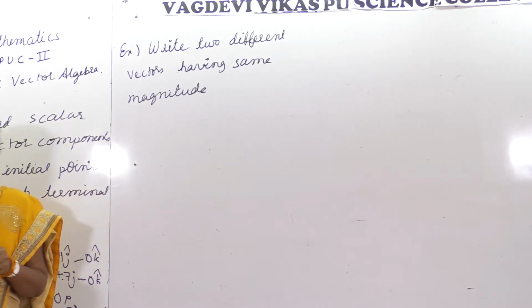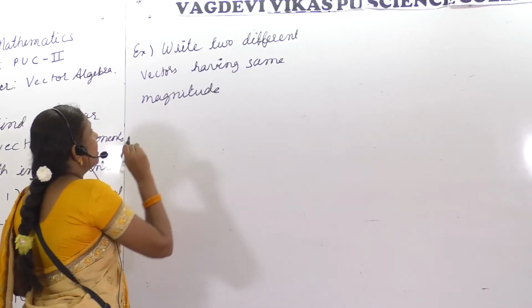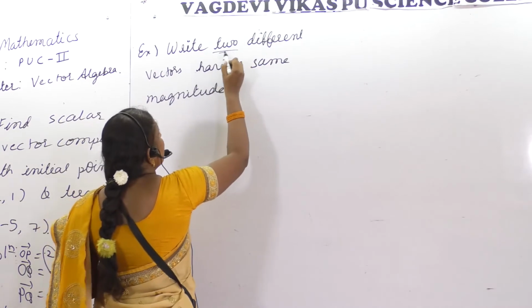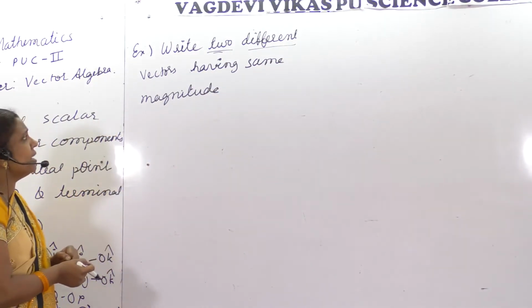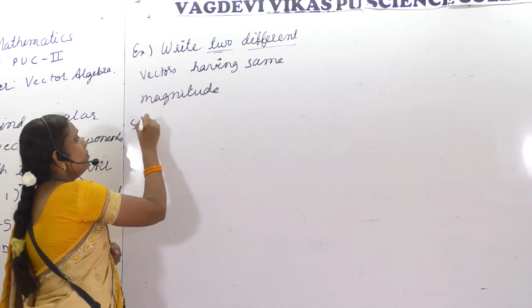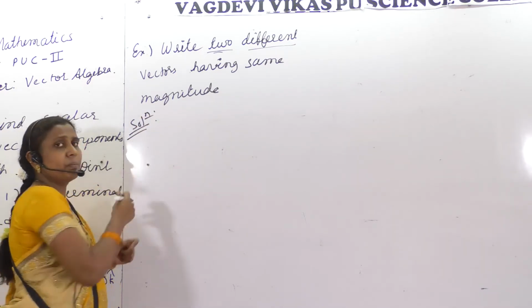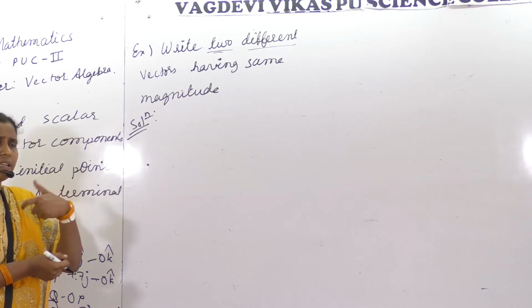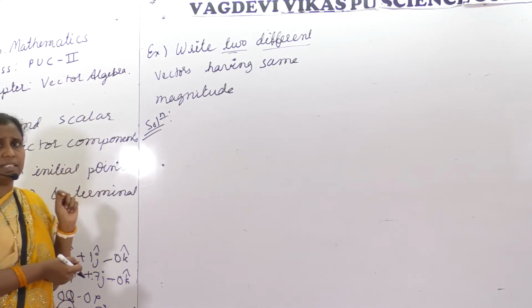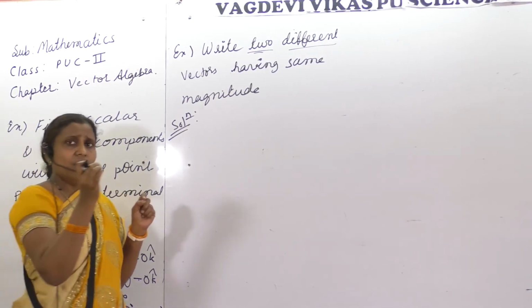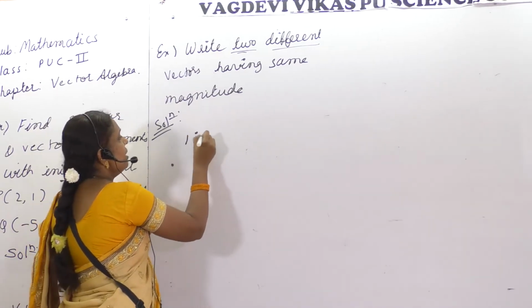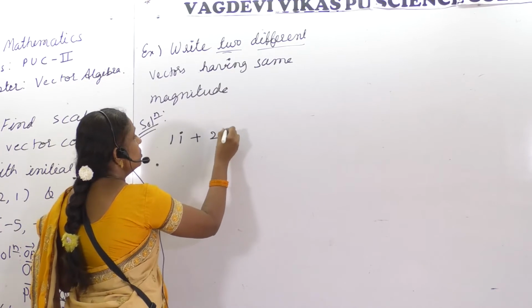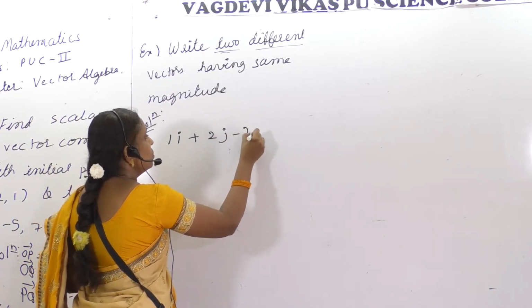How to find magnitude? You know that. What are they asking? You have to find two different vectors with the same length. In that case, you can give an infinite number of answers. A pair of vectors can be given in infinite ways. The solution is infinite. For a particular solution, I may just opt for 1i plus 2j minus 2k.